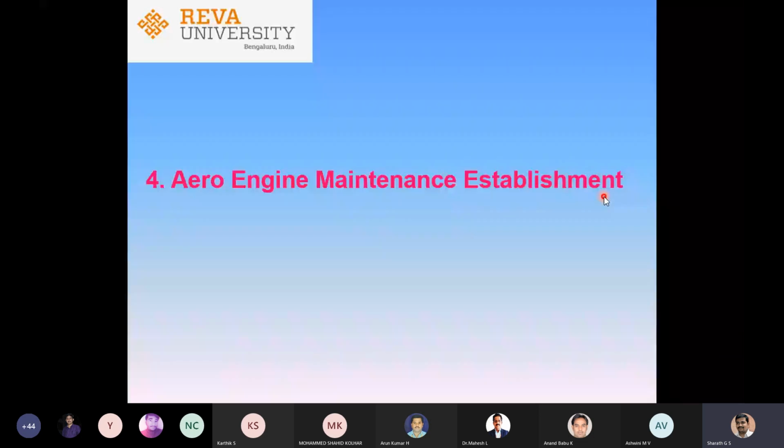Now coming into aero engine maintenance establishment. Any typical aero engine maintenance establishment, whether it is a military maintenance establishment or civil maintenance establishment, comprises a maintenance control center and different levels of maintenance, as I said, like first line, second line, and third line.